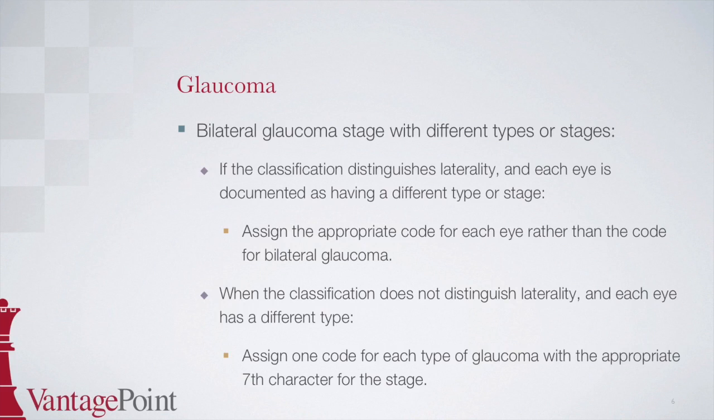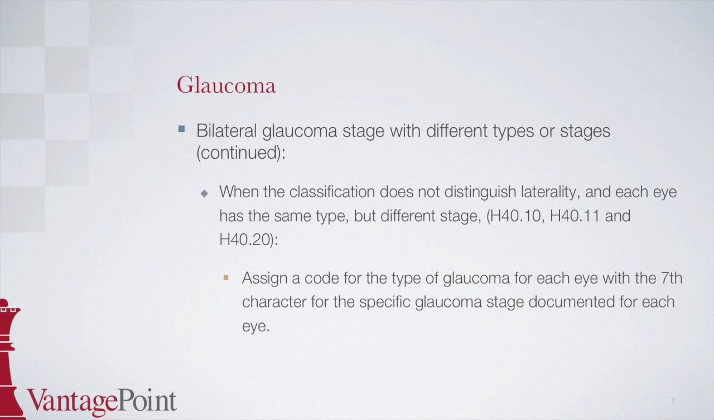Now, if we have a patient with glaucoma in both eyes, but each eye is a different type, 2 codes will be needed for the 2 different types of glaucoma, such as H40.10X1 for unspecified open-angle glaucoma, mild stage for 1 eye, and H40.20X1, unspecified primary angle closure glaucoma, mild stage for the other eye.